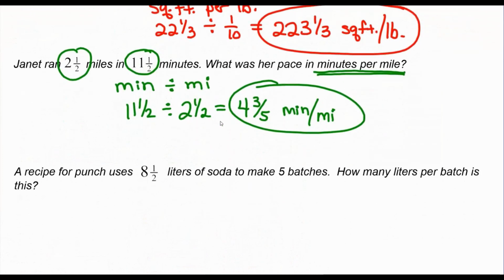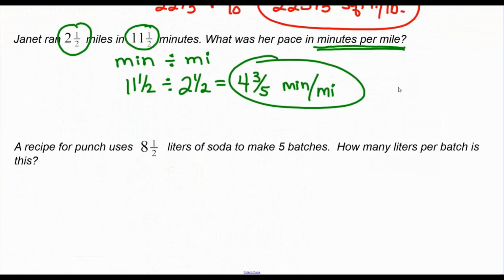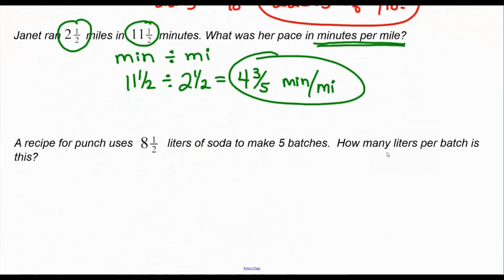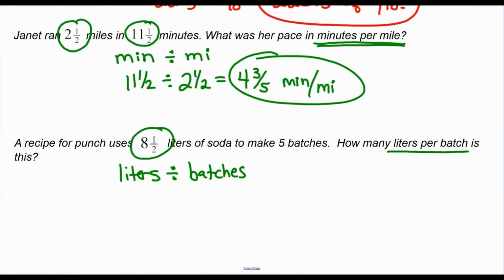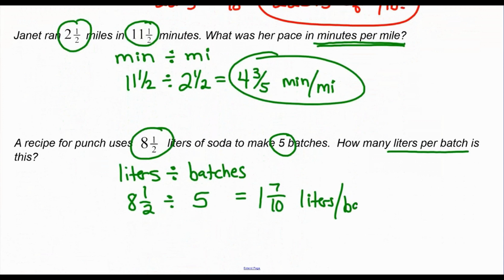And lastly, a recipe for punch uses 8.5 liters of soda to make 5 batches. How many liters per batch is this? So we're looking for liters per batch. So I'm going to let the words tell me how to divide. I'm going to take liters divided by batches to tell me liters per batch. And it takes 8.5 liters to make 5 batches. So I take 8.5 divided by 5, and 8.5 divided by 5 is 1 7/10 liters per batch. And there is my unit rate.